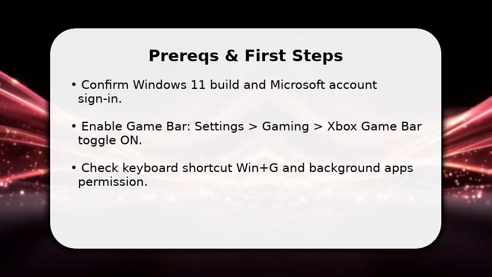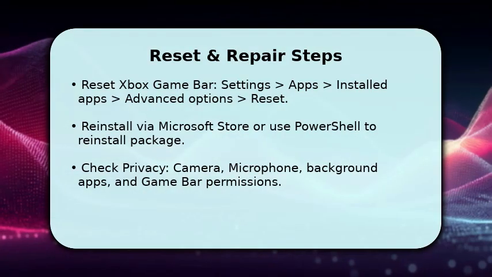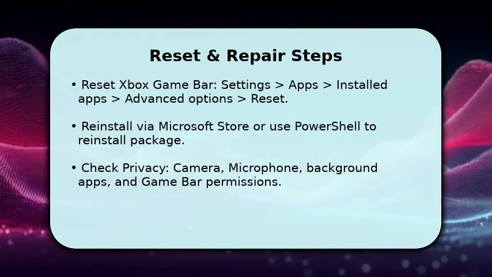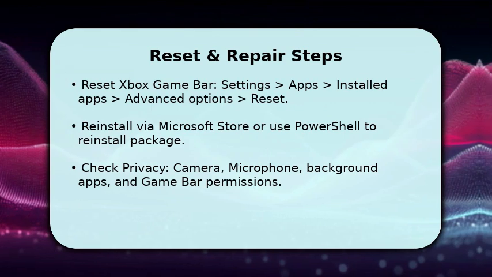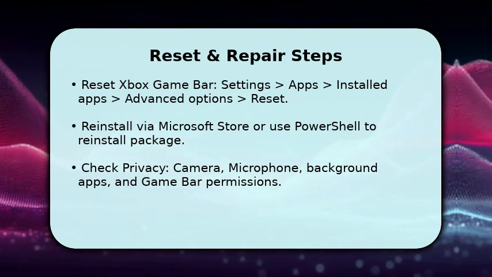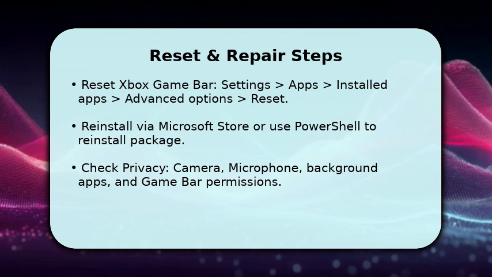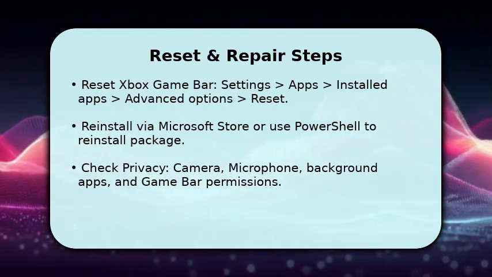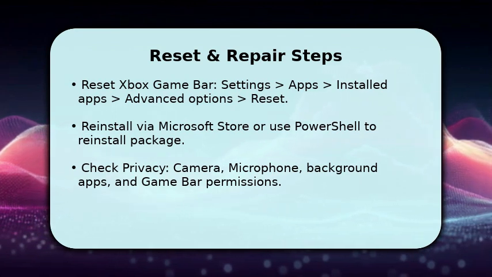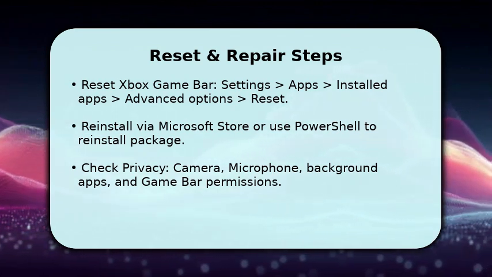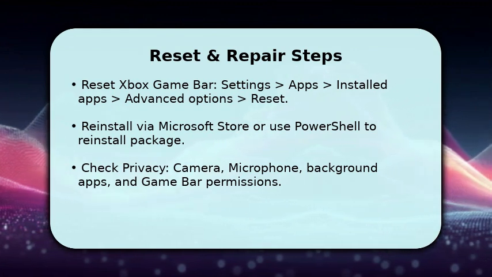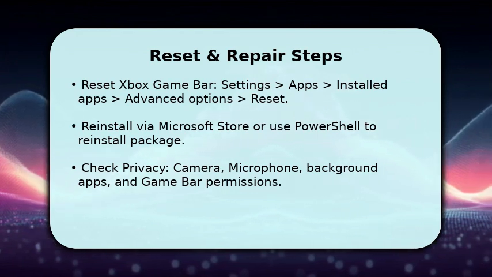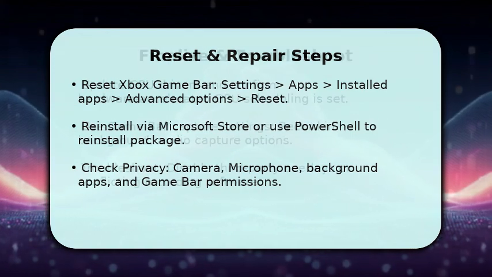Now perform the core repair actions to restore capture functionality. Reset the Xbox Game Bar app from Apps, Installed Apps, Advanced Options. This clears corrupt settings. If resetting fails, reinstall it from the Microsoft Store or run a targeted PowerShell reinstall command to restore missing files and packages. Make sure camera and microphone privacy permissions, plus background app access, are enabled so Capture can access input and encoding services. After reinstall, restart Windows to finish by ensuring system-level support for captures is active.